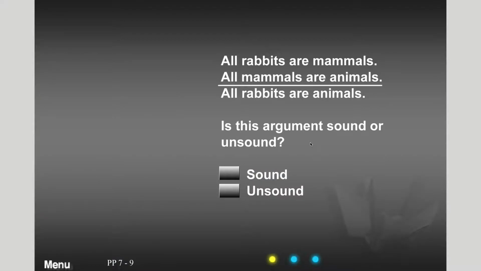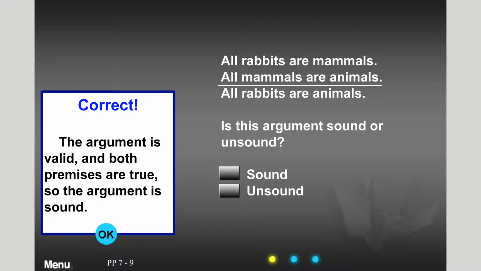Okay? Is this sound or unsound? Are all rabbits mammals? Yes. Are all mammals animals? Yes. Therefore, are all rabbits animals? Indeed. It is a sound argument. Okay? That is because it's valid and the premises are true. Do not worry for now whether the conclusion is actually true. What you're looking for is whether it's valid and then whether the premises are true.